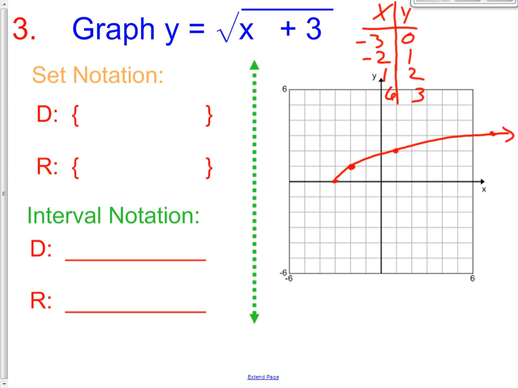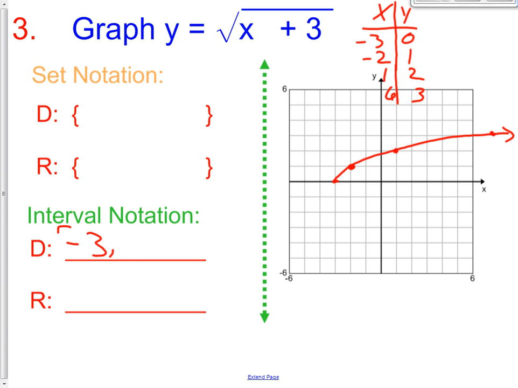Alright, let's see how you did on the domain and the range. The domain starts right here at a negative 3. It includes negative 3. How far to the right does it go? Positive infinity. So it starts at a negative 3 and it goes all the way to positive infinity.